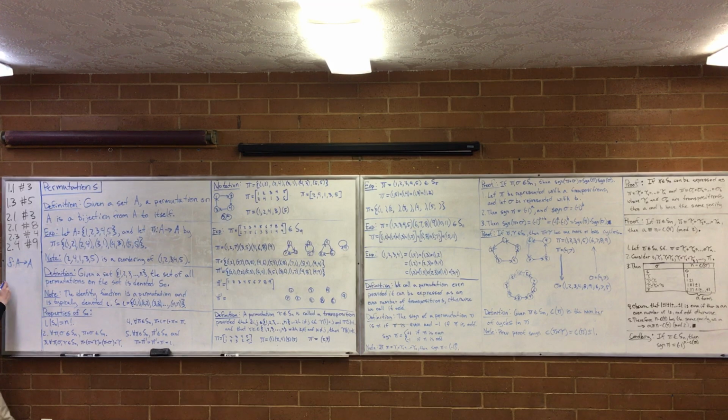So if I'm talking about S sub 3, or in other words, all the permutations on the set 1, 2, 3, and no further, how many are there? How many are in there? 6.